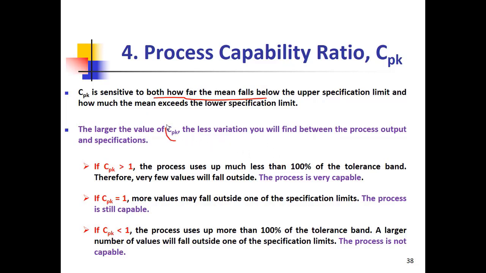The larger the CPK value, the less variation you will find between the process output and specification. So a larger CPK means the data are more centered and also very well distributed between LSL and USL. CPK bigger than 1 is a very capable process. CPK 1 is still capable. CPK smaller than 1 is not capable.